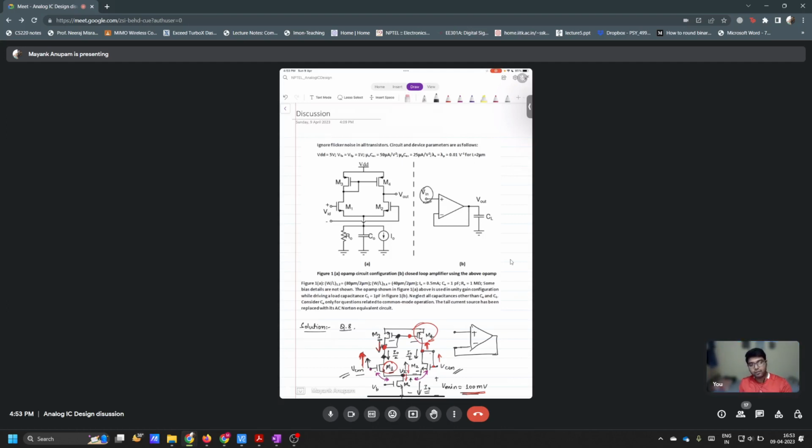When can you talk about common or differential mode? When you have two inputs, right? Here there is only one input, so there is no common or differential mode. So just one input, and you have to find out this output. You have to find out the loop gain here.